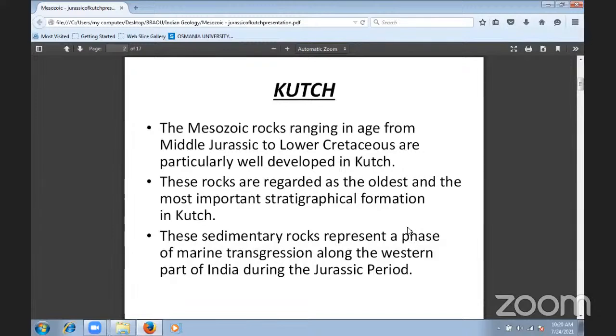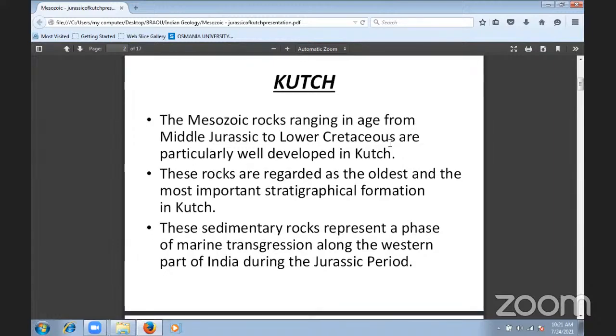Now coming to the Kutch formation. It was formed in the Mesozoic, and the range is from Middle Jurassic to Lower Cretaceous, particularly well developed in Kutch. These rocks are regarded as the oldest and the most important stratigraphical formations in Kutch. The sedimentary rocks represent a phase of marine transgression along the western part of India during the Jurassic period.